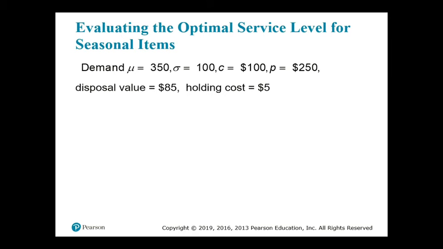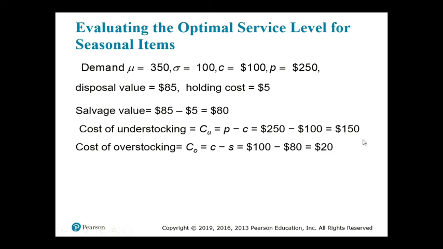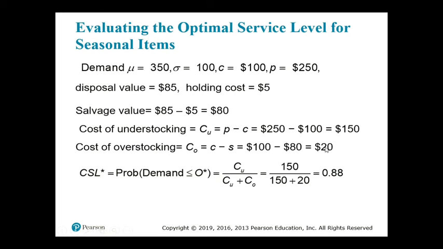So then the salvage value is equal to $85 minus the holding cost, so equal to $80. And then we can calculate the understocking and overstocking costs. So cost of understocking is P minus C, so $150. Cost of overstocking is 100 minus 80 equals 20. The rest is plugging in the formula.